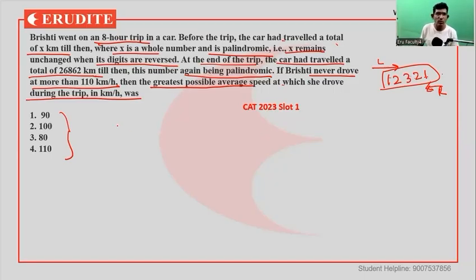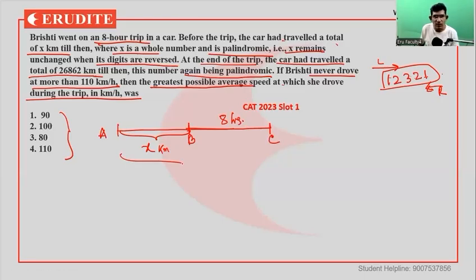But if I apply our common reasoning skill, then what can you say? Again, I'll draw the schematic. This is the starting point. Before the trip, the car had traveled X kilometers. And after it went for an 8-hour trip, it came to C. After that, the car's odometer, the total distance covered, was 26862 kilometers, which is also a palindrome.